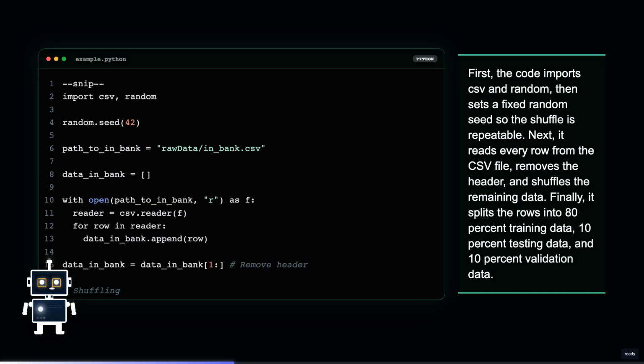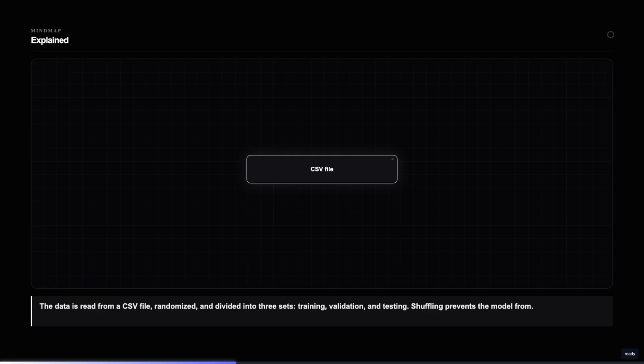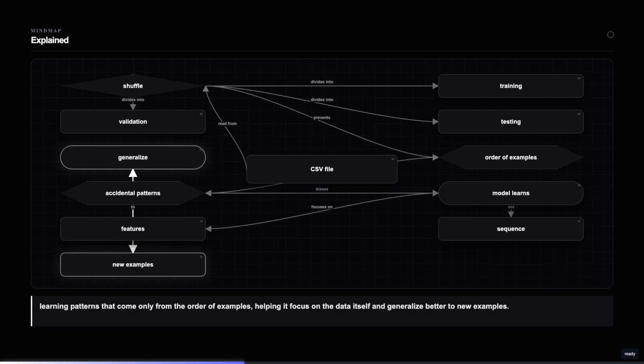The data is read from a CSV file, randomized, and divided into 3 sets: training, validation, and testing. Shuffling prevents the model from learning patterns that come only from the order of examples, helping it focus on the data itself and generalize better to new examples.